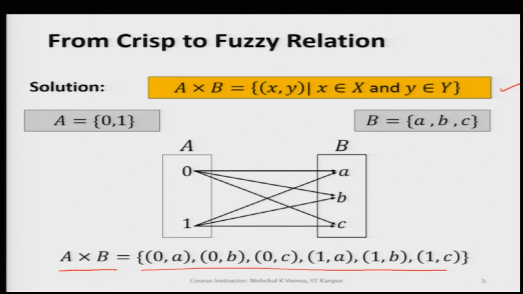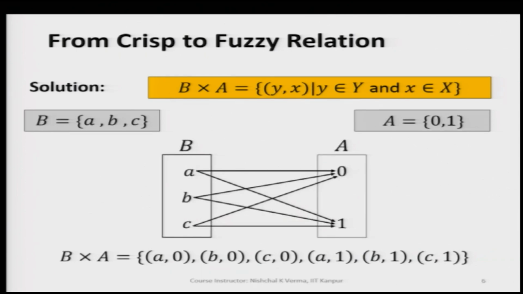So, we see that A cross B is going to give us the first pair 0 A, second pair 0 B, third pair 0 C, and then the fourth pair is 1 A, fifth pair is 1 B, sixth pair is 1 C. So, we see that we have 6 elements when we are taking the Cartesian product of capital A and capital B, where capital A and capital B are 2 crisp sets. So, this way we get the Cartesian product of 2 crisp sets.